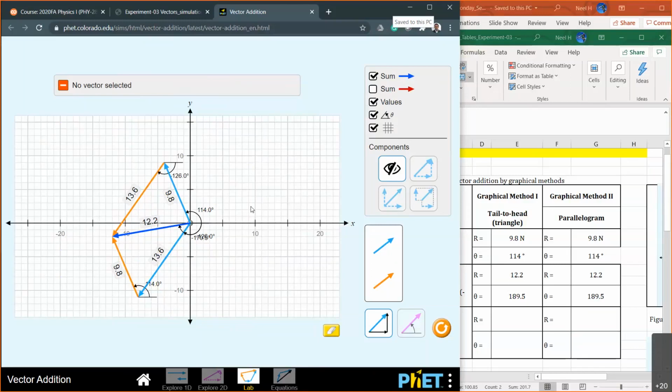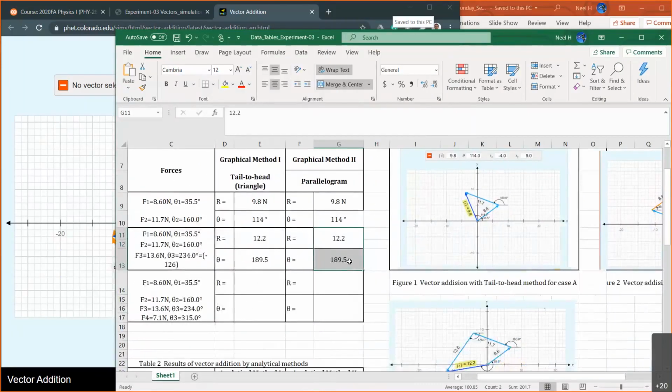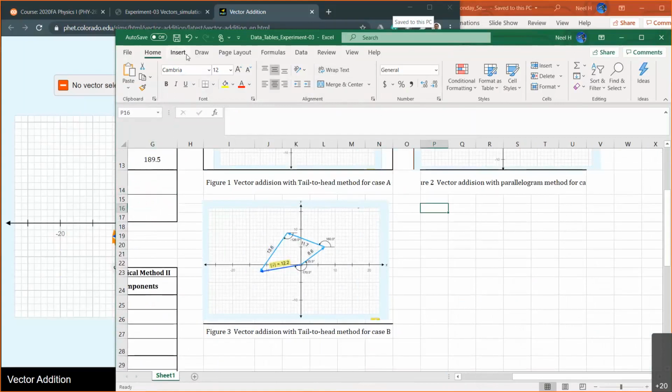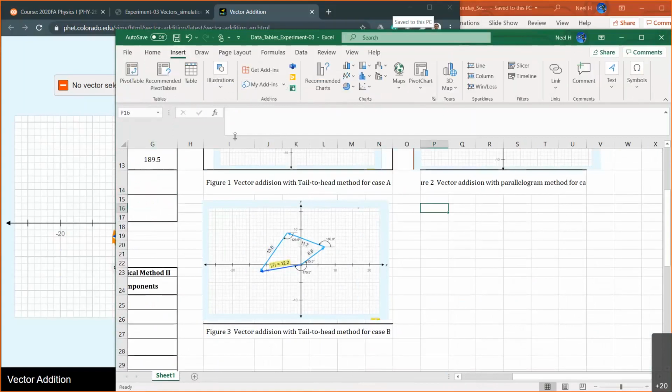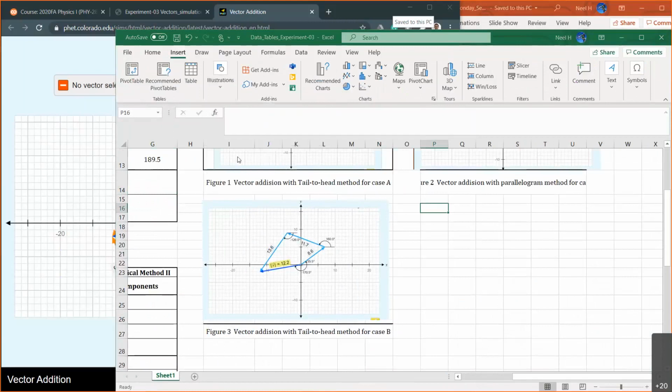Okay, then let's continue. Let's take a screenshot of this one. So these are actually going to be part of your data if it is in class setting. Because of that, let's bring that picture here, insert screenshot inside your left hand side. You can select the pictures.